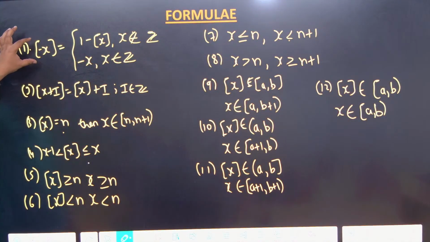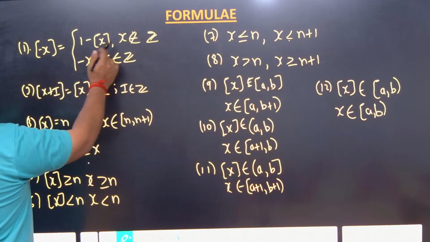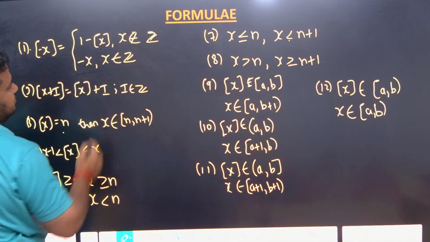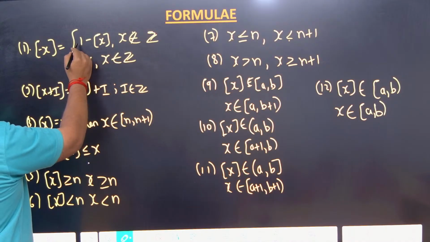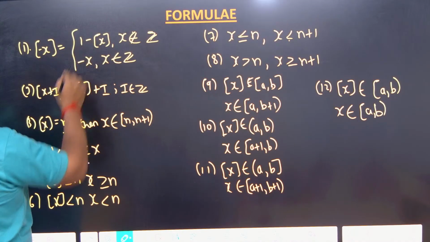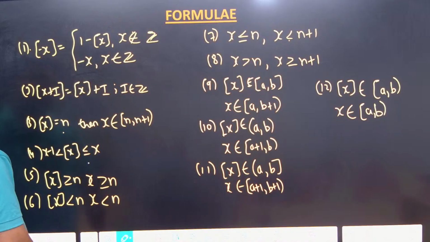Step of minus x, you will write it as 1 minus step of x, where x does not belong to integers. If x is not an integer, you will write it as 1 minus step of x.